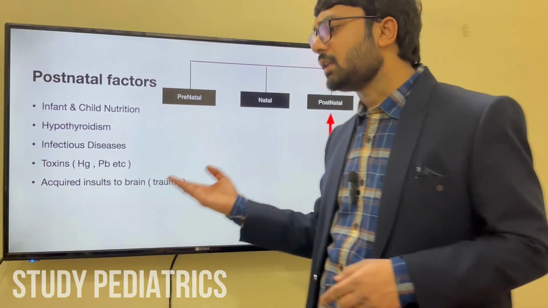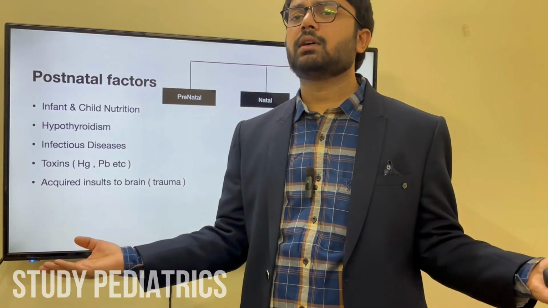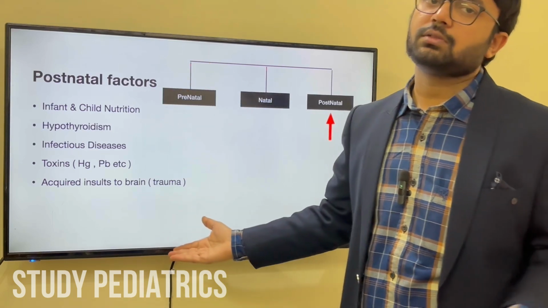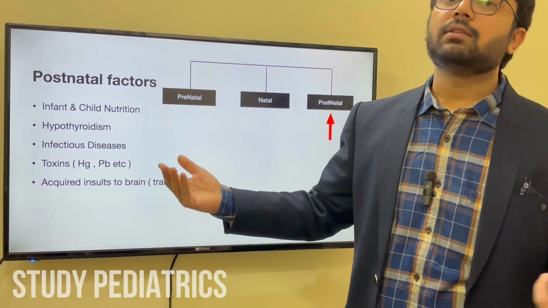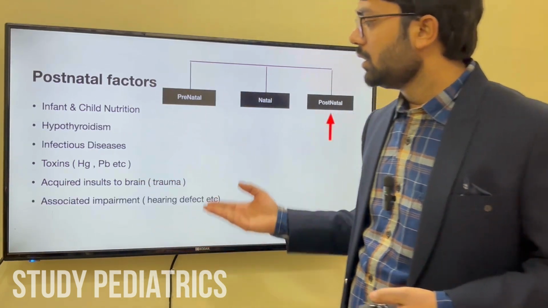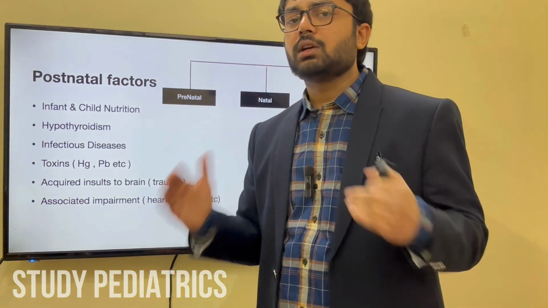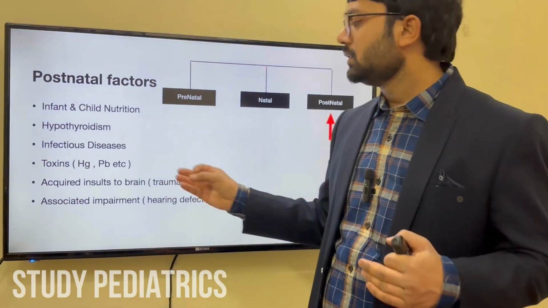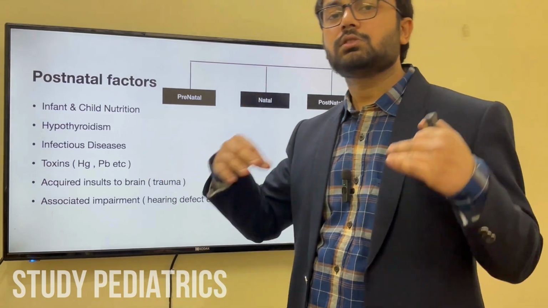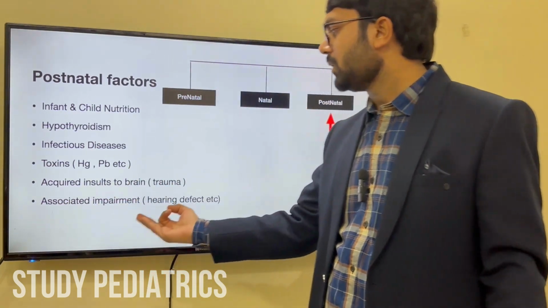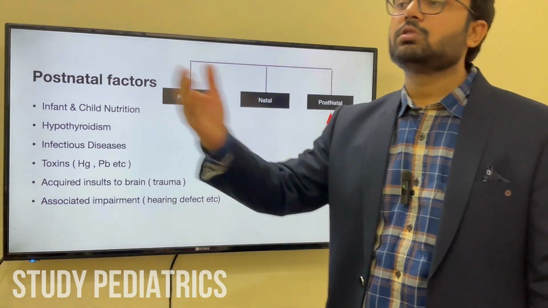Acquired insult to the brain, like any trauma. A child is growing well by 1 year, then suddenly he meets an accident, and then he loses the function of the brain, or there is a decrease in the development. That is basically trauma. Associated impairment, like if a child did not hear since birth any word, anything, then it is likely that he won't be able to speak anything. So in order to speak, you need to hear. So associated impairment like hearing defect may lead to speech delay.